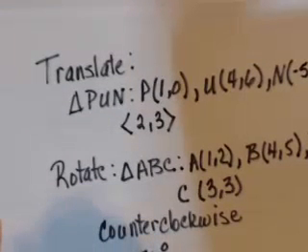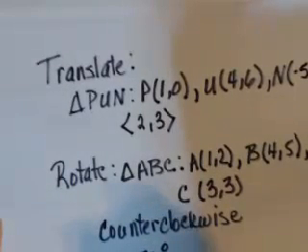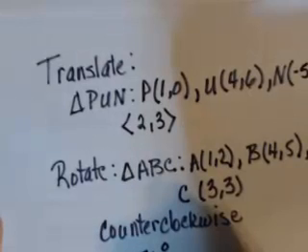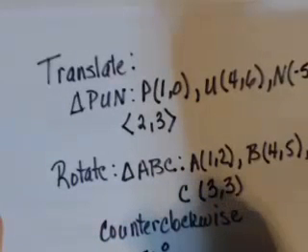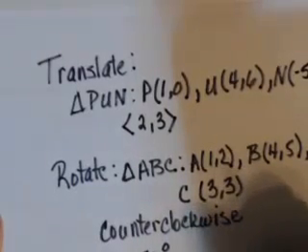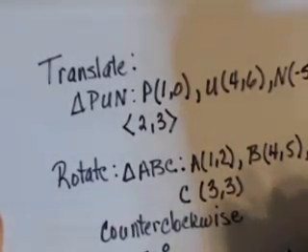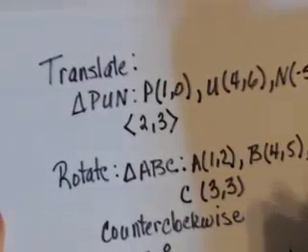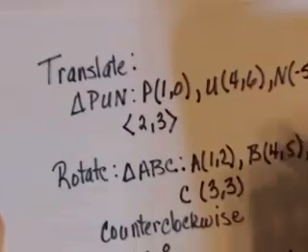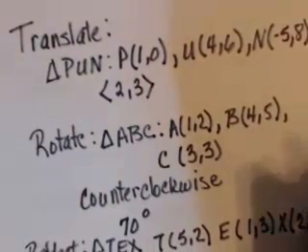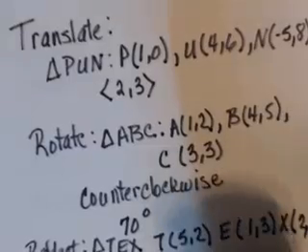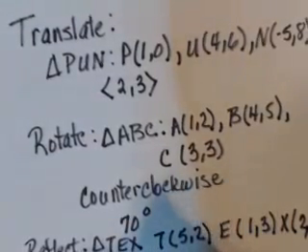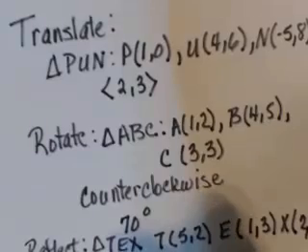I want you to reflect triangle TEX, where T has the ordered pair 5, 2, E has the ordered pair 1, 3, and X has the ordered pair 2, 1. And I would like for you to reflect that about the x-axis.